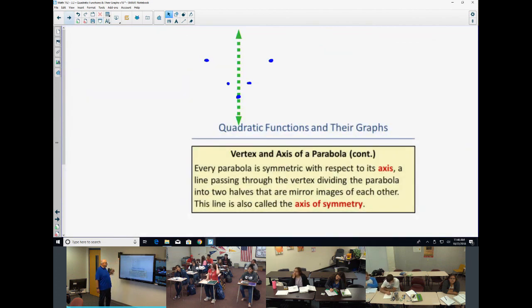All right, so one of the things that helps us graph the parabola is its symmetry. Every parabola is symmetric to what we call its axis of symmetry. So the axis goes through the vertex, and one side is a mirror image of the other. So if you find a point over here, you've also found a point over here because of symmetry.